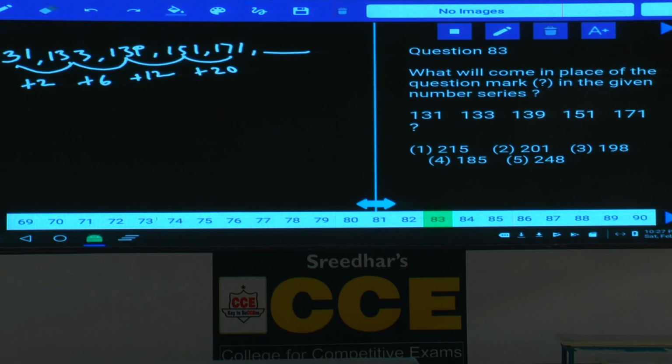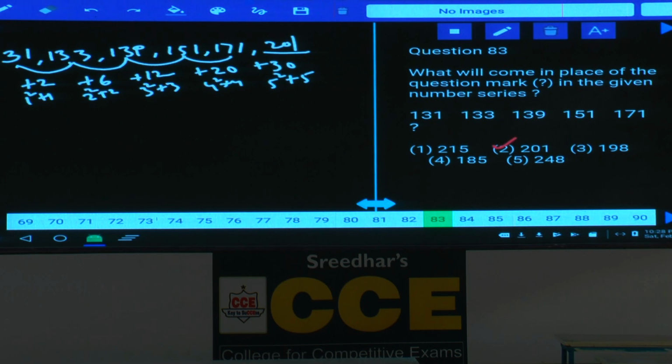Now this is also of the same pattern, isn't it? What is the pattern here? These can be written as 1 square plus 1, right? Now this can be written as 2 square plus 2, this is 3 square plus 3, this is 4 square plus 4, next one is 5 square plus 5. What is 5 square plus 5? 30. Hence 171 plus 30 that is 201. 201 is given in choice 2.